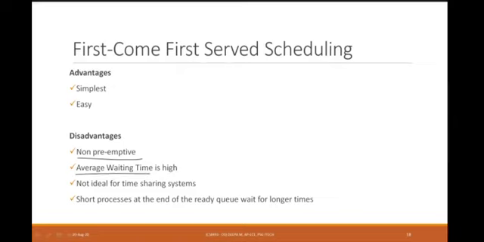In this, the average waiting time is very high. We will be seeing it when we compare it with other scheduling algorithms, and it is not ideal for time sharing systems because in a time sharing system we alternate the CPU between different processes at very frequent time intervals, which is not possible because it is a non-preemptive algorithm. Suppose I have a very short process at the end of the ready queue, it has to wait for a longer time. So all of these disadvantages will be nullified in the forthcoming scheduling algorithms.